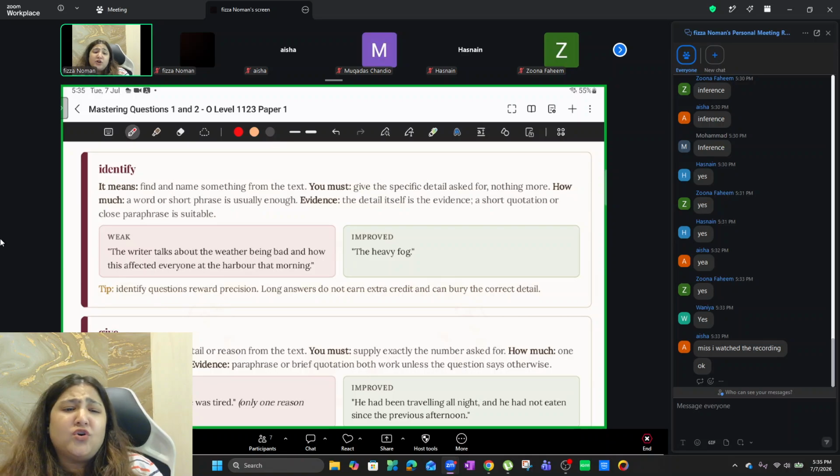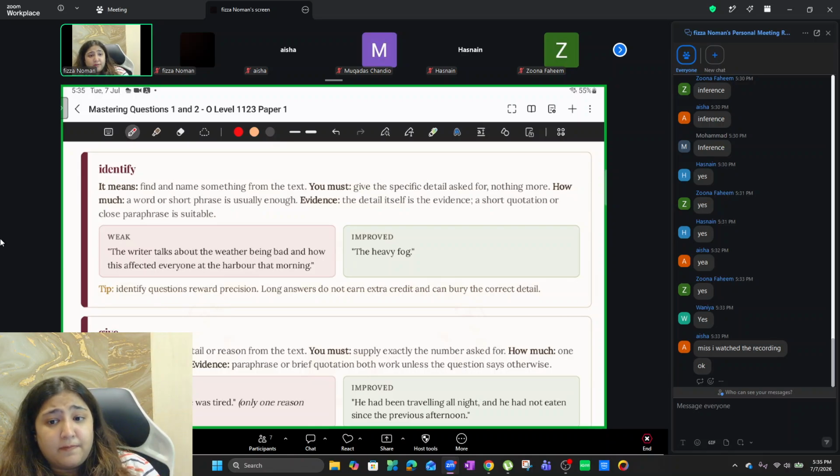Then, you must give the specific details asked for, nothing more. How much? A word or a short phrase is usually enough. One line maximum. Evidence: the detail itself is the evidence. A short quotation or close paraphrase is suitable, unless again, if you feel that is the requirement depending on context. Okay? Are we understood, bachcho? Good to go so far?